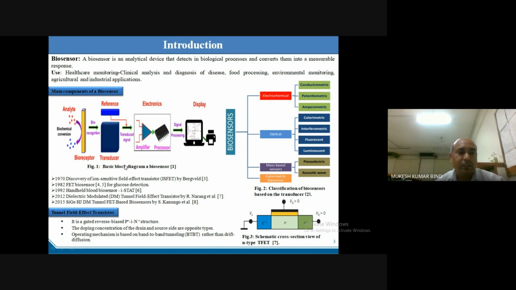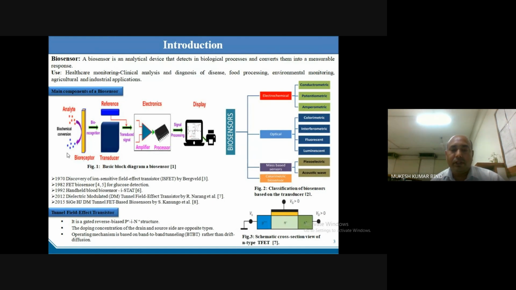Here is the analyte, the biomolecule that we want to detect, and the bioreceptor attached to the biomolecule and the transistor. The transistor converts this biological response into an electrical signal. The signal may be very low, so we need a processing unit and electronic devices that can process it, and the signal is sent to the display device.